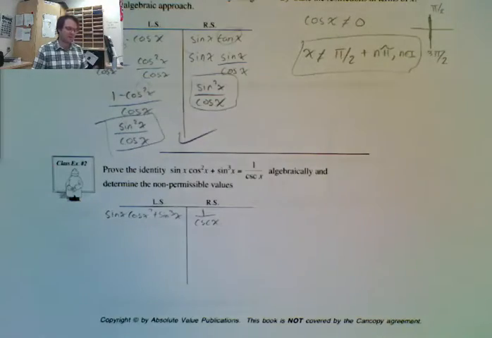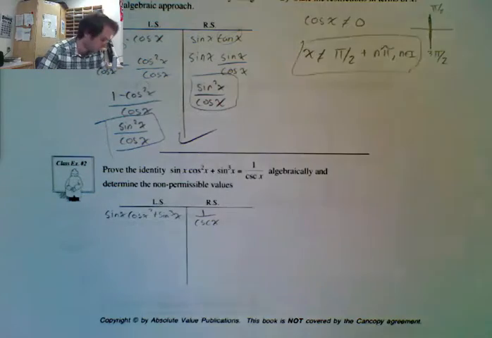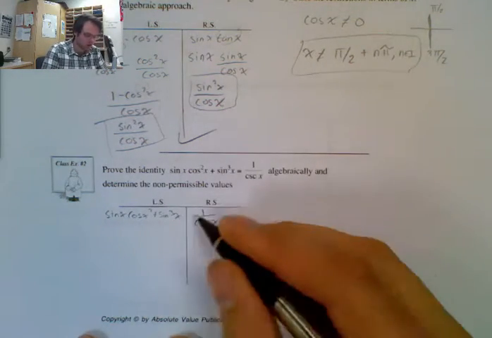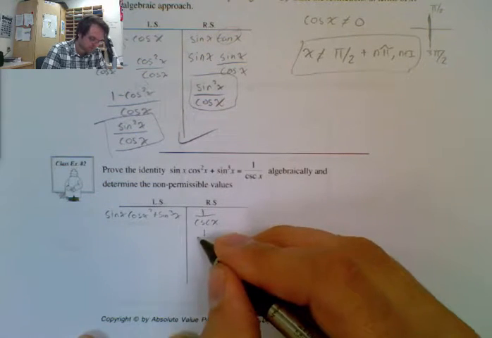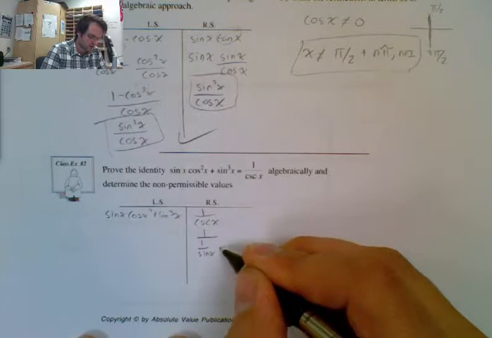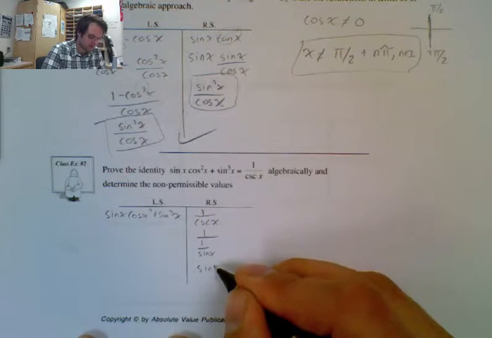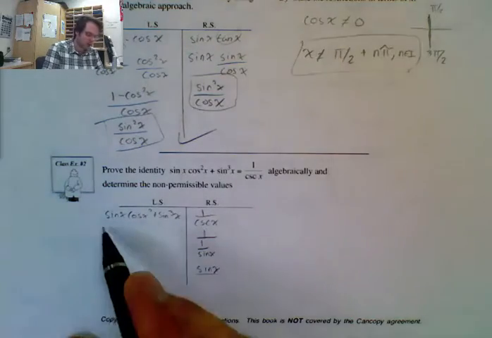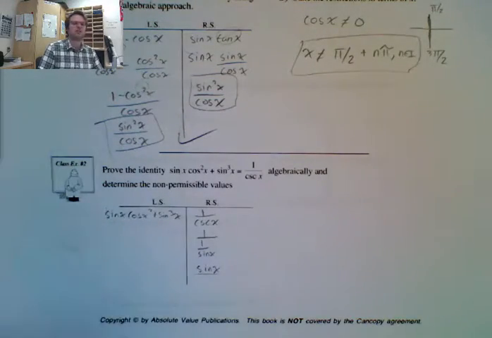So we want everything here in terms of sine and cosine. So I'm just going to go, this here is the same as 1 over 1 over sine x, which is the same as sine x. Okay, so this side's done. It's as simplified as possible. Now I'm going to simplify my complicated side, which I probably should have done first.